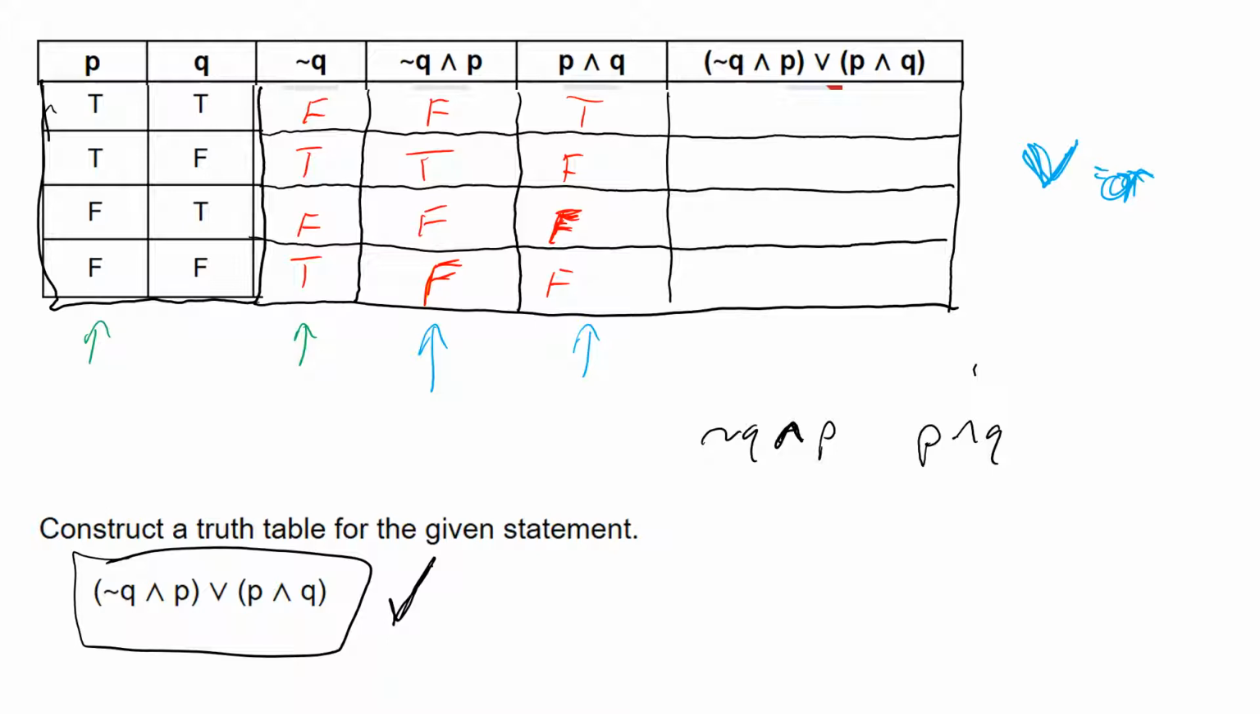And so on the first row, not Q and P is false, but P and Q is true, so one of them is true, so this will be true. On the next row, one of them is true. On the next row, actually on the third and fourth rows, they're both false. So in order for OR to be true, we need at least one true. And so I now have a complete truth table for the given statement.